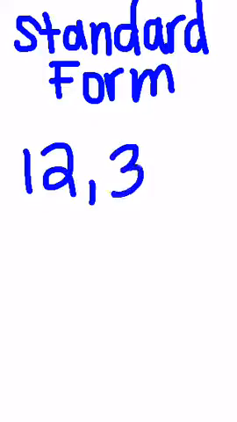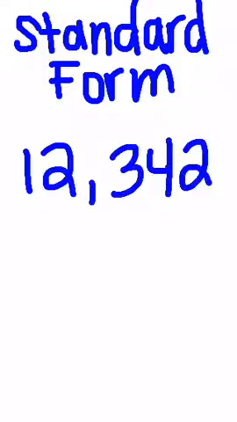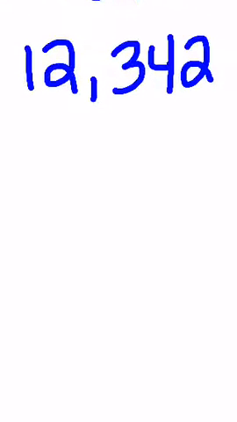So for example, if I say 12,342, that number is written in standard form. Like I said, it is just the number. The next form is word form. And with word form, just like it says, you're going to write that number in words. So I'm going to go ahead and write word form.